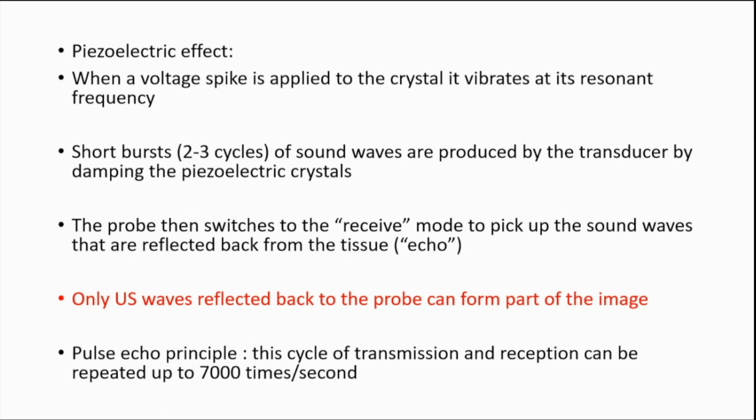The probe then switches to the receive mode to pick up the sound waves that are reflected back from the tissue to it, which forms some sort of echo. So bear in mind that only ultrasound waves that are reflected back from the tissues to the probe can form part of the image. So this is the pulse echo principle, which forms the basis of the generation of an ultrasound image.